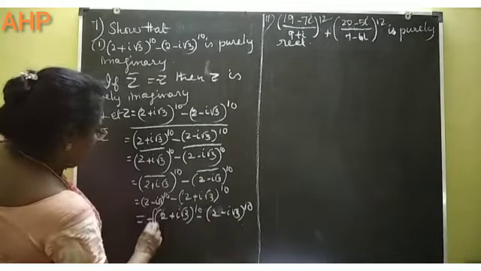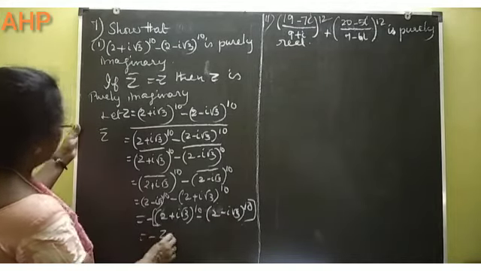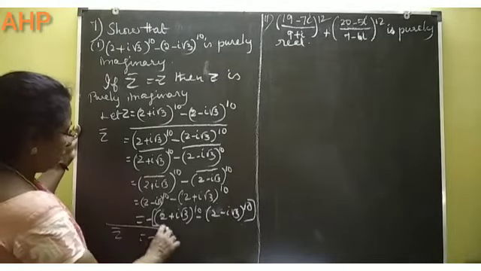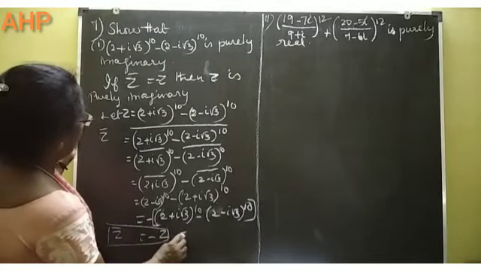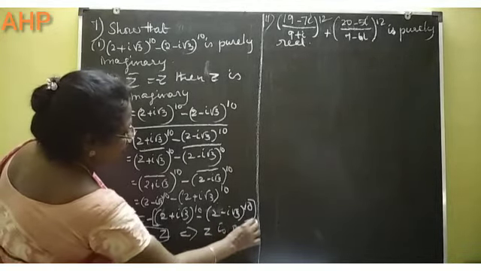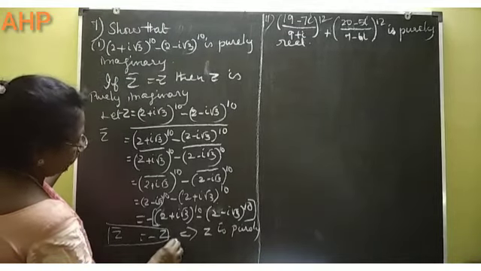So this is actually z. Therefore this is equal to minus z. Now we have proved z bar is equal to minus z, which implies z is purely imaginary.